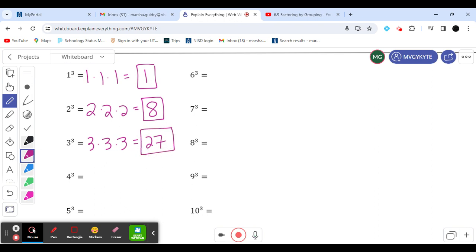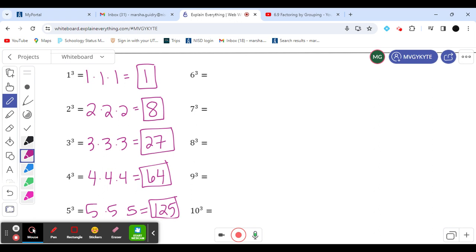Now 4 to the third power, that's the same thing as saying 4 times 4 times 4, which gives us 64. And then we have 5 to the third power, which is just 5 times 5 times 5, which gives us 125. All right, so those are your first 5 perfect cubes.